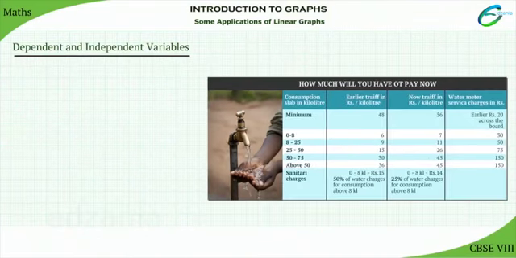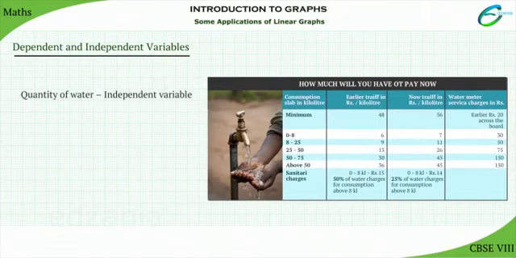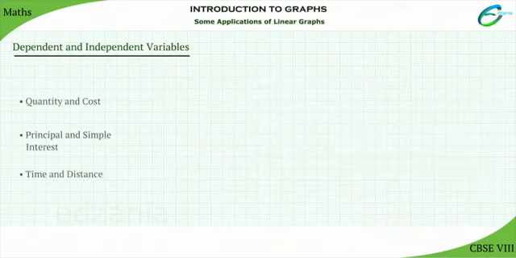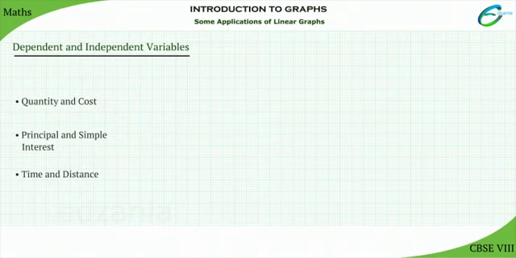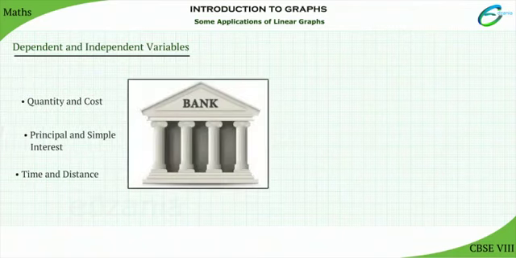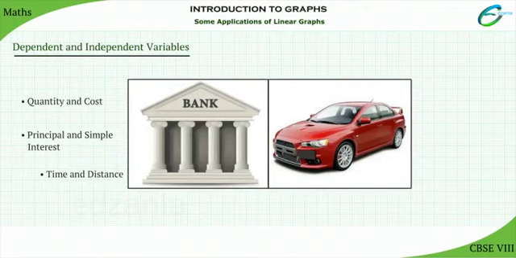Here, the amount of water bill depends on the quantity of water used. Thus, the quantity of water is an independent variable, and the amount of water bill is the dependent variable. We can see many other instances where one quantity depends on the other. The relation between dependent and independent variable can be shown using linear graphs. Here we'll discuss dependent and independent variables using graphs for quantity and cost, principal and simple interest, and time and distance.